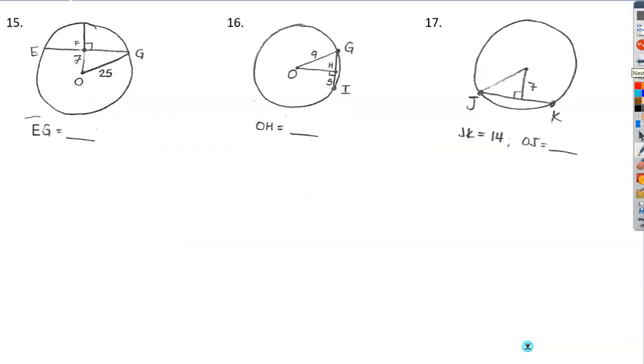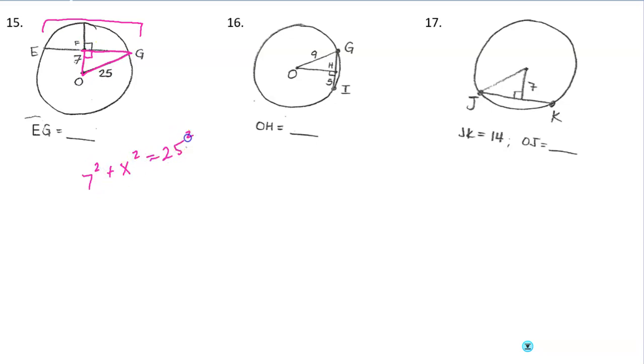Okay, in 15, I have this side, I have the radius is 25, and I need all of EG. Well, I can start by just using this little right triangle, which I have two sides. So once again, I could say 7 squared plus X squared equals 25 squared. Make sure you have the hypotenuse in the right spot. And I end up with 576, which is a perfect square. It's 24. This is one of our triples. But remember, EG is the whole thing, so you'd have to double it. So that would be 48.